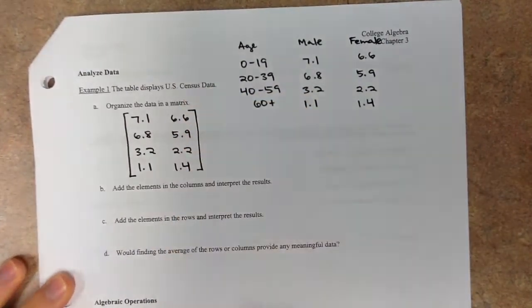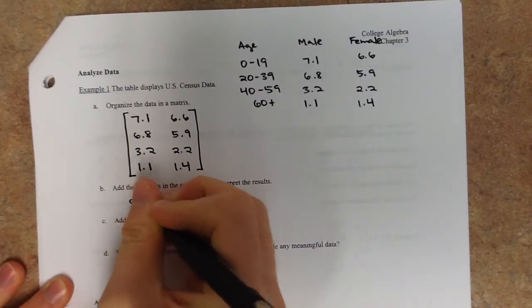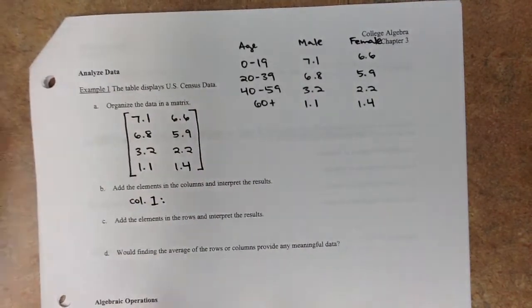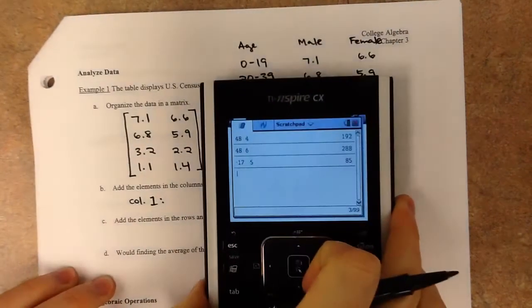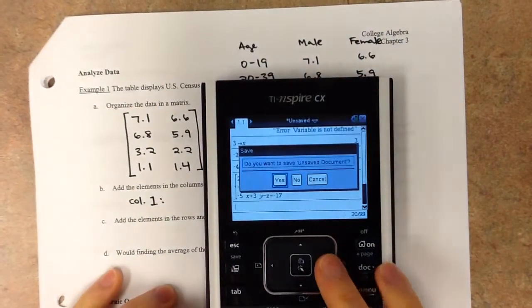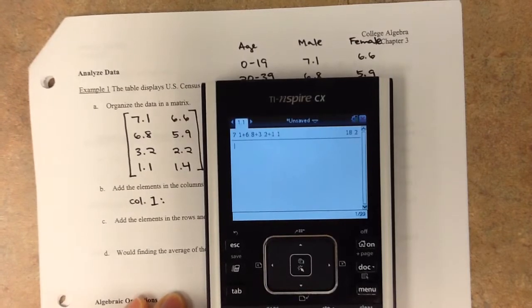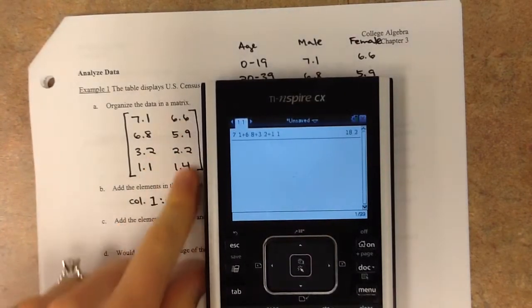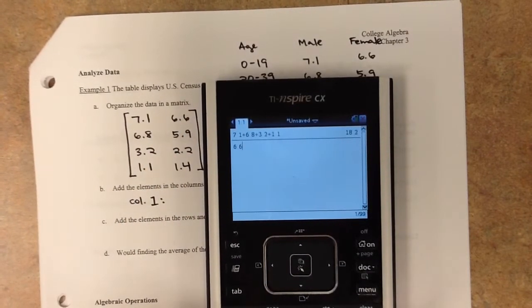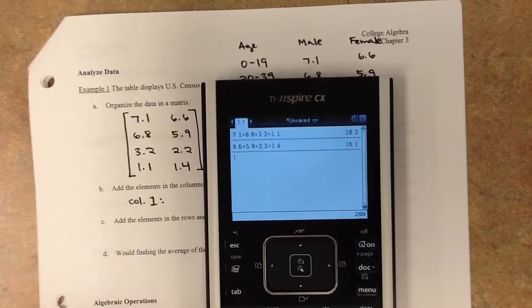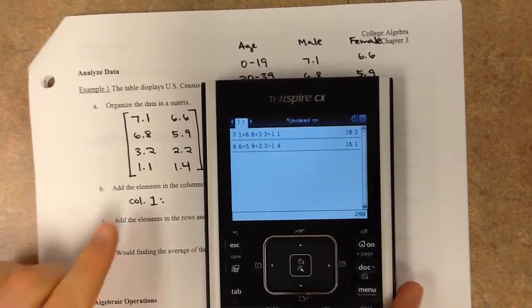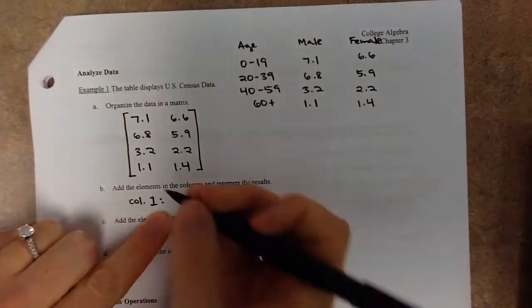So if we add this first column, so column 1, let's add all these things together, and of course, no harm in using a calculator here. So add 7.1 plus 6.8 plus 3.2 plus 1.1. And then while we're at it, while we've got the calculator out, let's add the second column as well. 6.6 plus 5.9 plus 2.2 plus 1.4. That gives me 16.1. So for my first column, I got 18.2.